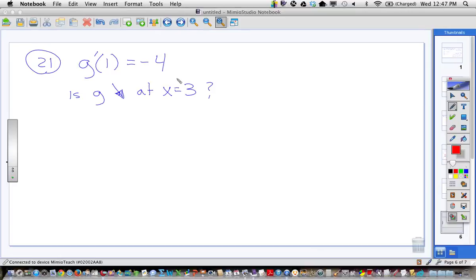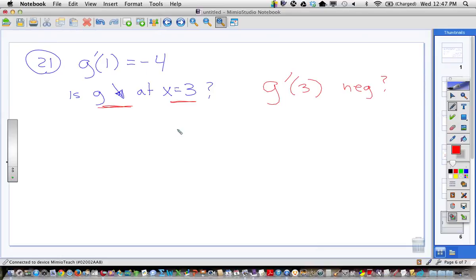They tell you g prime of 1 is negative 4, and they ask you this. So let's take what they're asking us and investigate that. Is g decreasing at 3? What are they really asking me there? Look at the chart now. Is the slope, meaning g prime, negative? So what they're really asking me is, is g prime of 3 negative? If I can figure that out, then I can answer the question. If g prime of 3 is negative, then yes, this will be decreasing. If g prime of 3 is positive, then it's increasing.